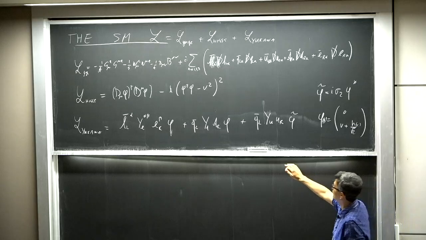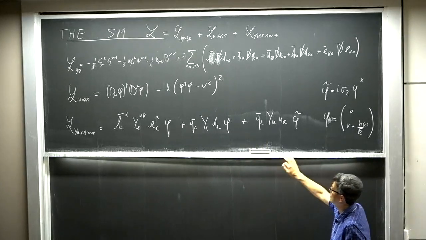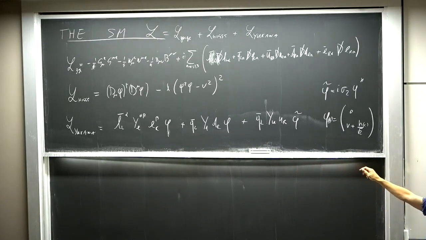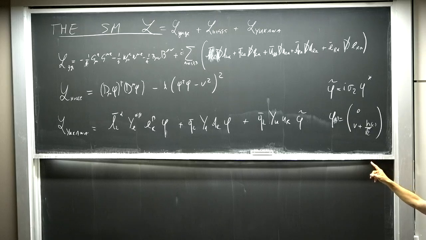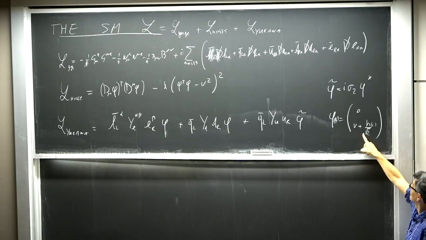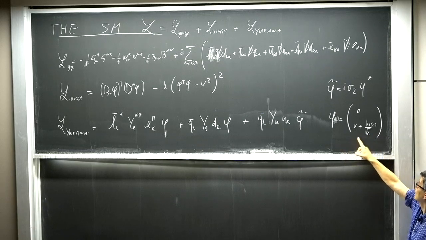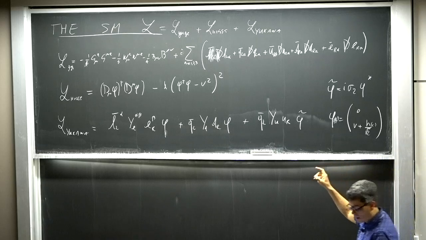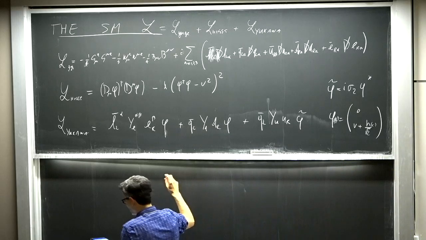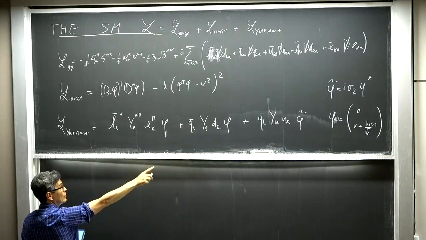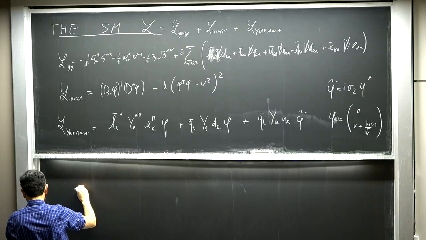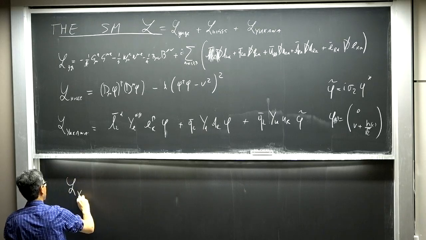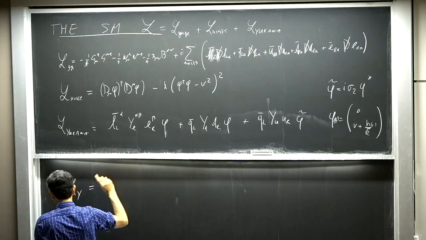Today we're going to start by looking at the bottom piece, the Yukawa, which is the piece that couples the Higgs with the fermions, quark and lepton, and will give them mass. Once you go to the VEV here, it will give us the mass of the fermions and the interaction of the fermions with the physical Higgs particle. So let me, again using the unitary gauge, write L Yukawa in this form.